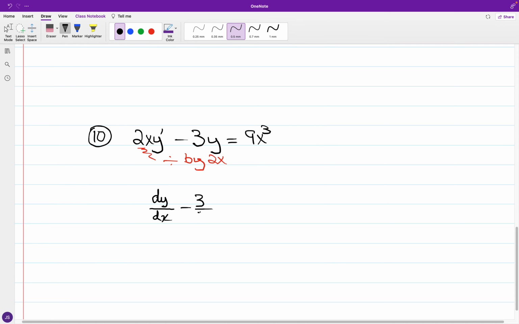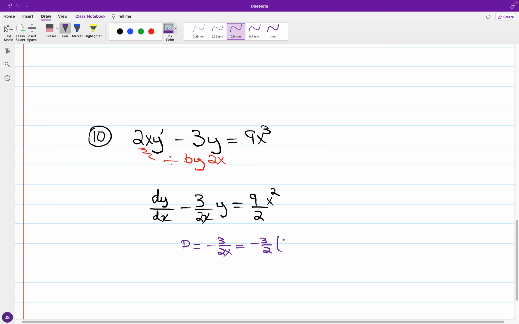3 over 2x times y, and that's just to stress the value of what we have for p. And 9x cubed over 2x, okay, so that is going to be 9 halves of x squared. Once again, with p, we have minus 3 over 2x. And that's going to be negative 3 halves of the reciprocal of x.